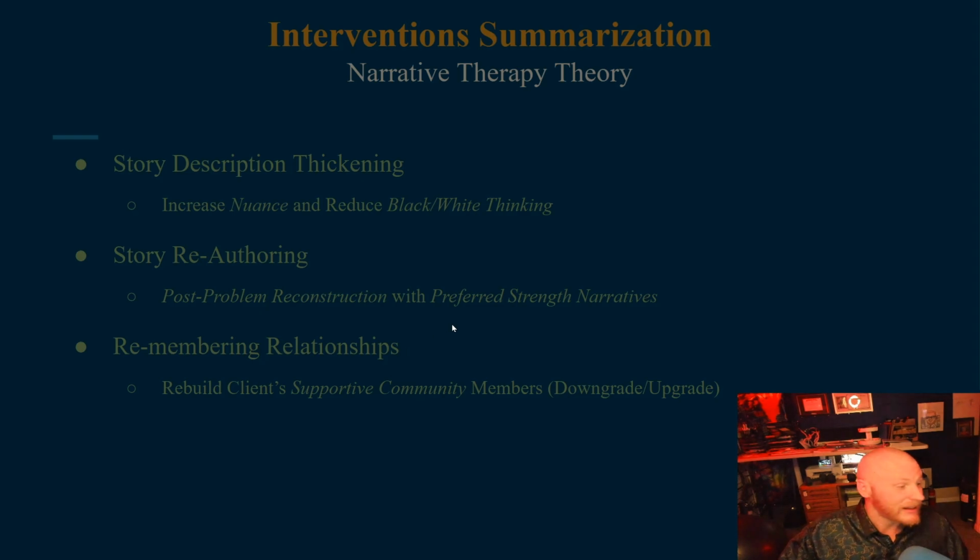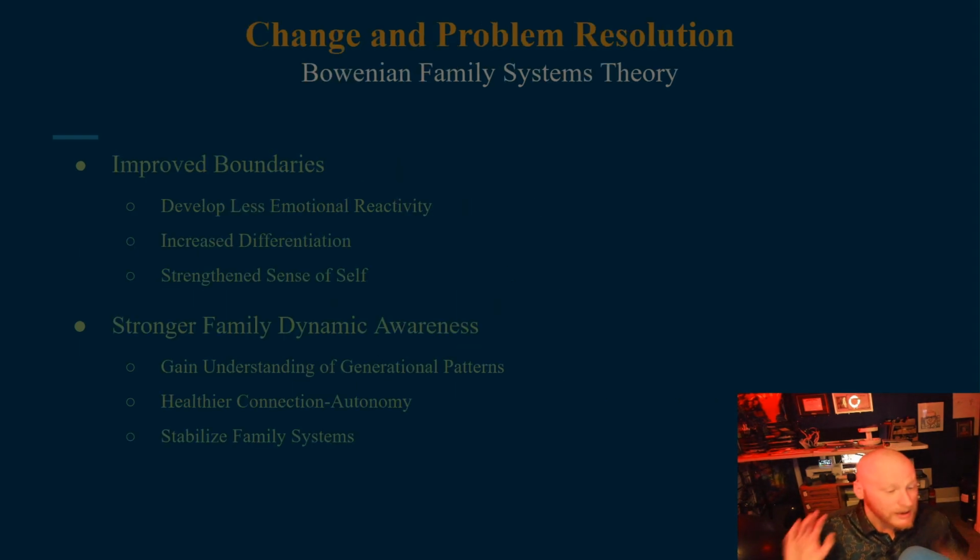That was a lot. I really like this theory because that's why I study a lot. I read his book. Anyway, next up is change and problem resolution for Bowenian family systems theory. So, how does this theory bring about change? Well, it improves boundaries because it develops less emotional reactivity.